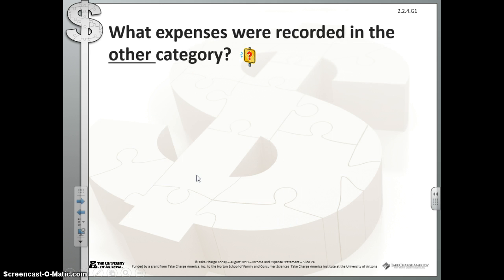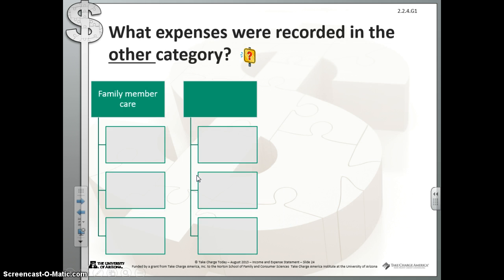What expenses were recorded in other categories or will be recorded? Family member care, which is your child care, allowances for children, and care for other dependents. Meaning, care for other dependents could be like you have an elderly mother living with you or grandmother, and you have to pay for someone to come and watch.